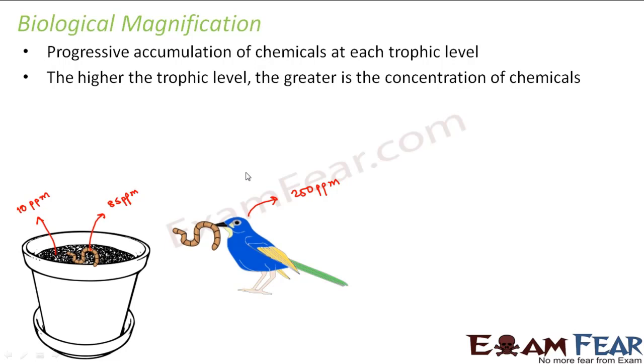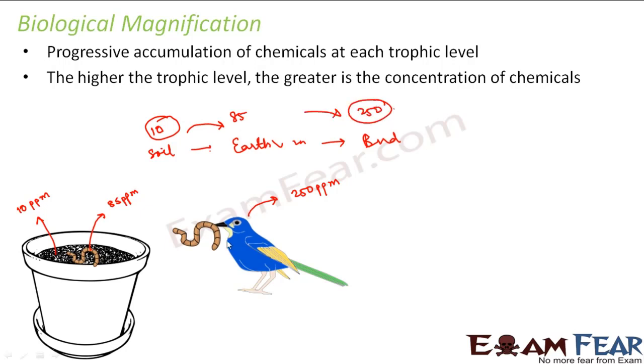Now, when we started, what is my food chain? If you look at the food chain here, in the soil it was very less, then it was the earthworm, and then it was the bird. And the concentration earlier was 10, which is considered to be very less and which is not lethal. It will not kill a person. But when it reached 85, even that was okay. But when it reached 250, it became lethal for the bird and the bird dies.